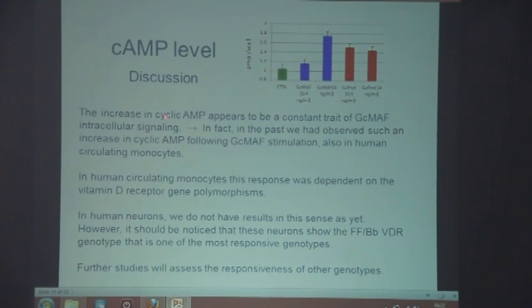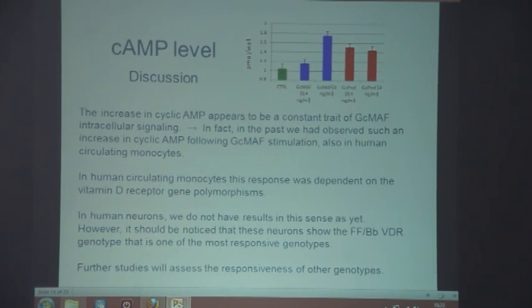The increase in cyclic AMP appears to be a constant trait of Gcmaf intracellular signaling. In fact, in the past we had observed an increase in cyclic AMP following Gcmaf stimulation also in human circulating monocytes. Here, this response was dependent on the vitamin D receptor gene polymorphism.